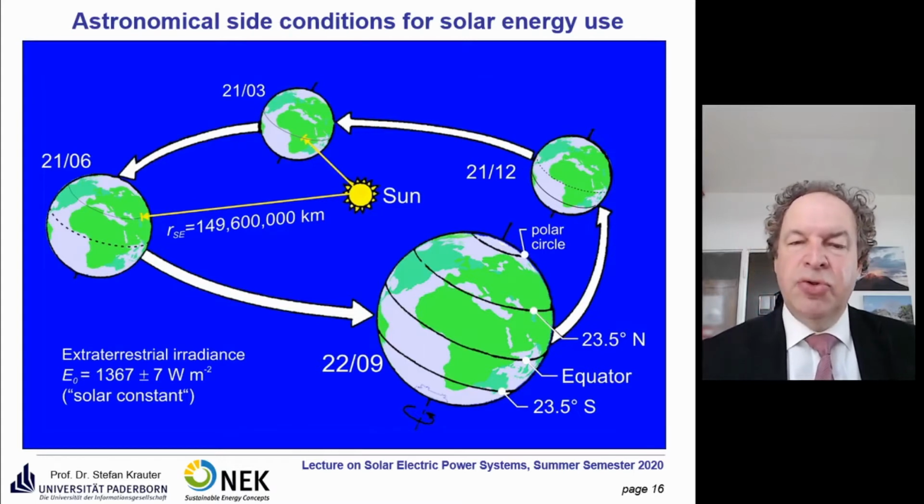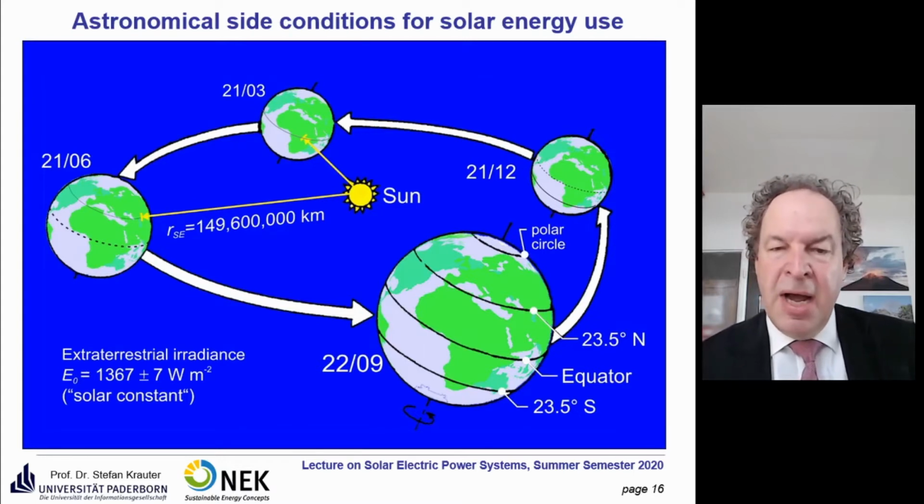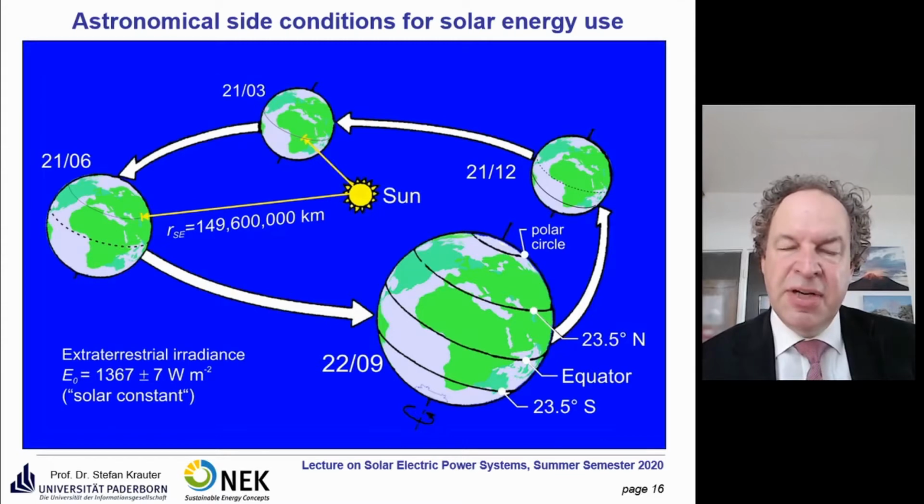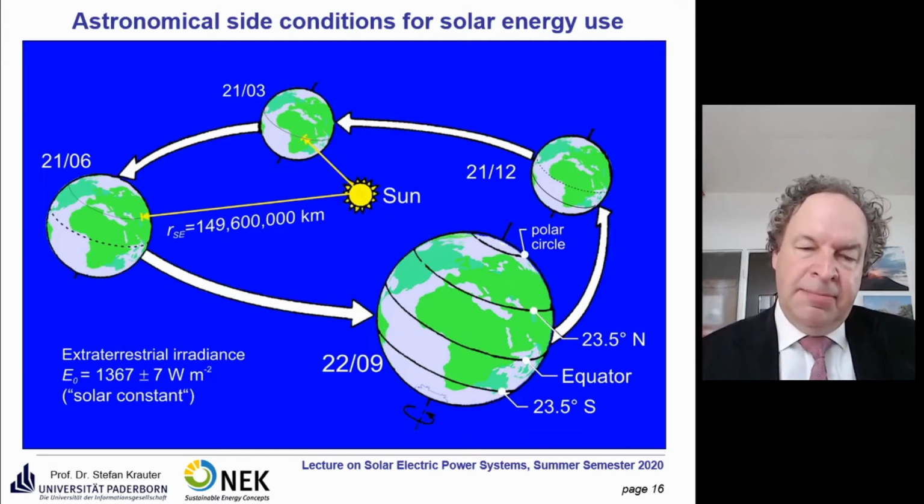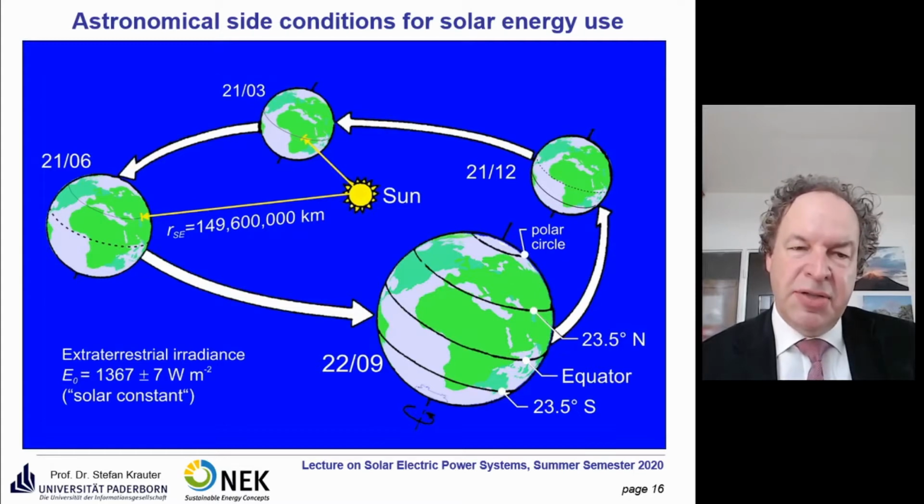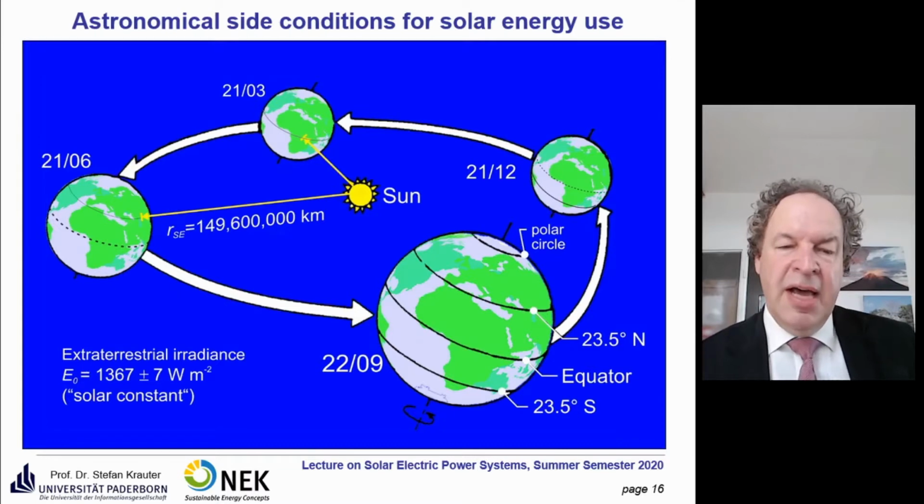And then if we come to December, the 21st of December, the northern hemisphere is tilted away from the sun and the southern hemisphere is tilted towards the sun, so it receives more irradiance. That means we have winter in the northern hemisphere and summer in the southern hemisphere. Then we have another time where the sun hits the equator. They are called equinox, the 21st of March as well as the 22nd of September.